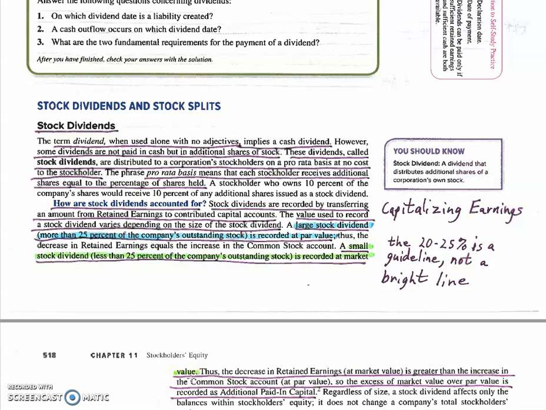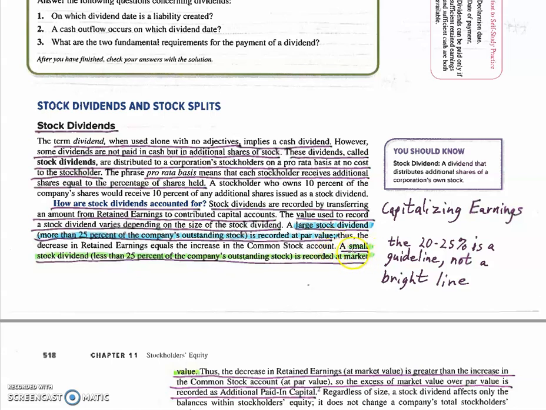Now, large stock dividends are accounted for at par. So if our par value on our stock is 1 cent per share and we issue a 50% stock dividend on 10 million shares, then 50% of 10 million gives you 5 million shares times 1 cent par per share. So 5 million shares times 1 cent is $50,000. You would account for that large stock dividend then at $50,000.